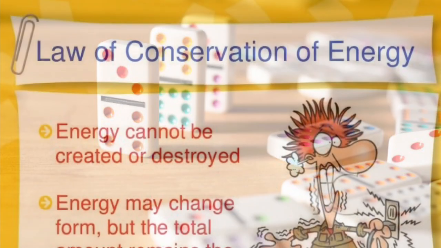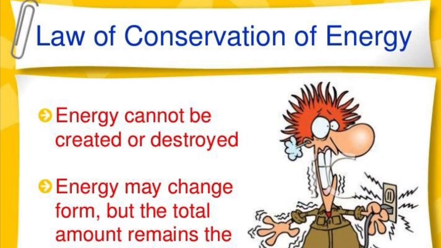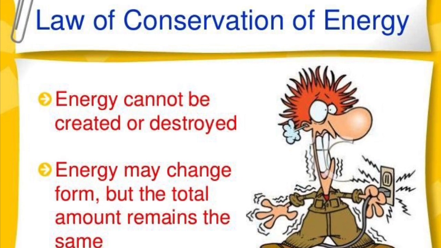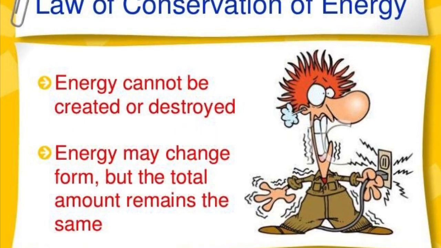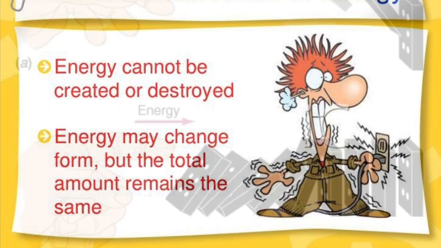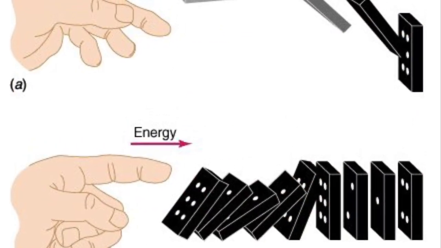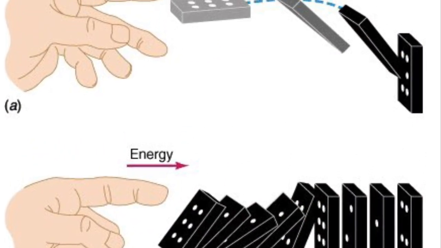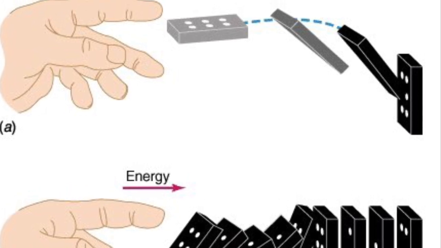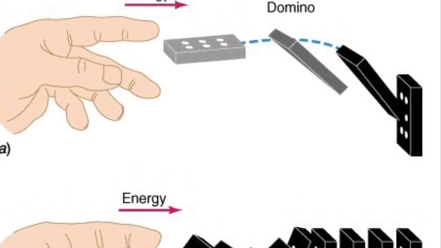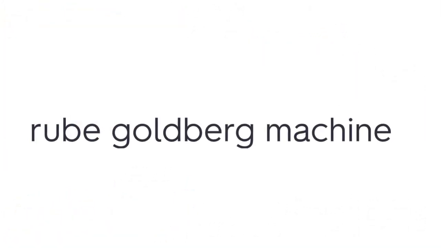And also, do you remember the law of conservation of energy, which we learned about yesterday? It says that energy can't be created or destroyed, but only passed on. Your chain reaction is going to work because the energy keeps it going. The energy keeps getting transferred from one part of the chain reaction to the next. And that leads us to Rube Goldberg machines.